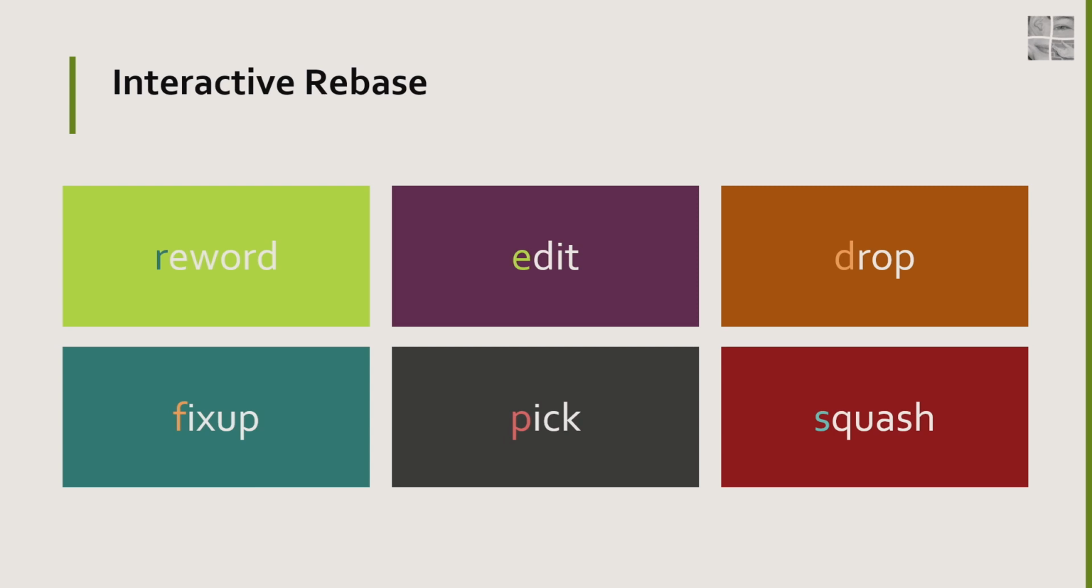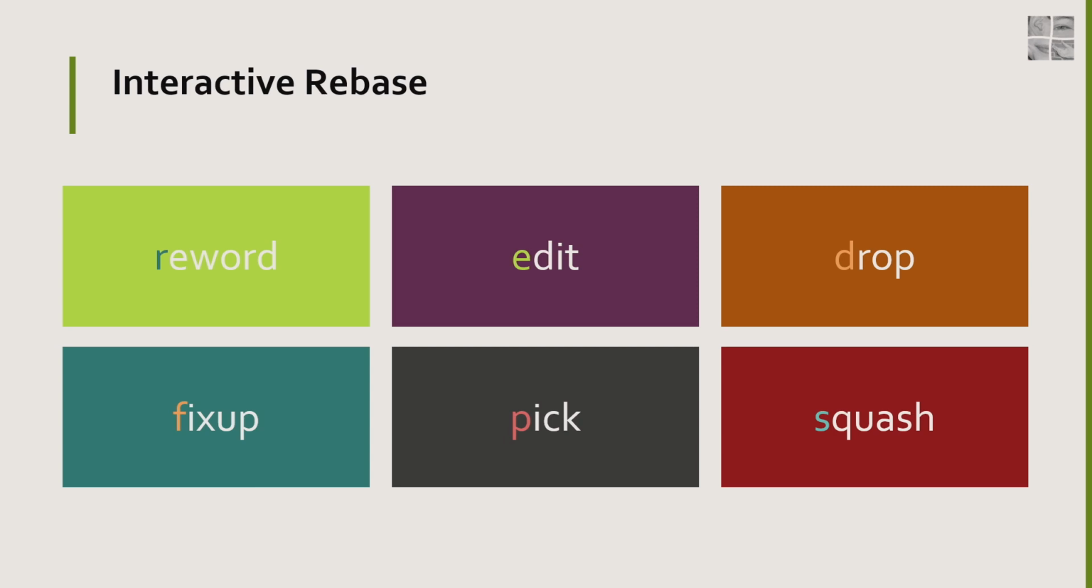Drop. Oops, I don't need that commit. That was just to test something, or that was just a change which I needed locally to get things running, but it doesn't have to go into the main branch. I'm not going to include it in the pull request. Fixup. Okay, I have three or four commits which I just want to combine together. Squash is very similar. I'm going to come back to those in a second. And pick means keep this commit as it is.